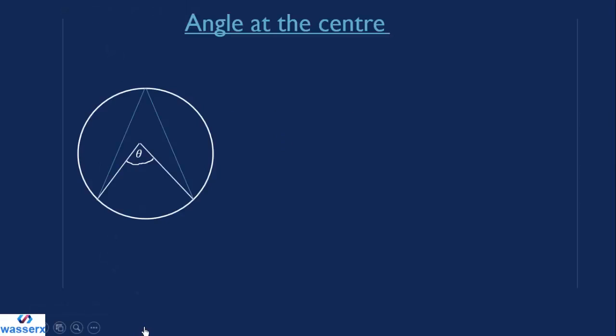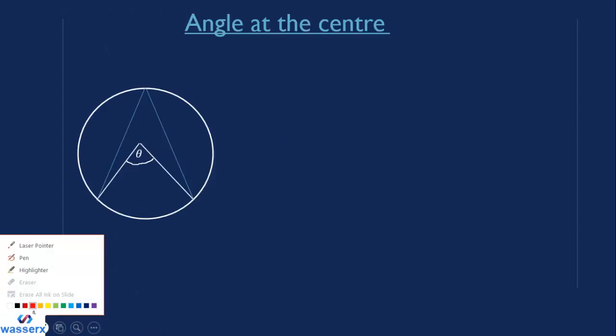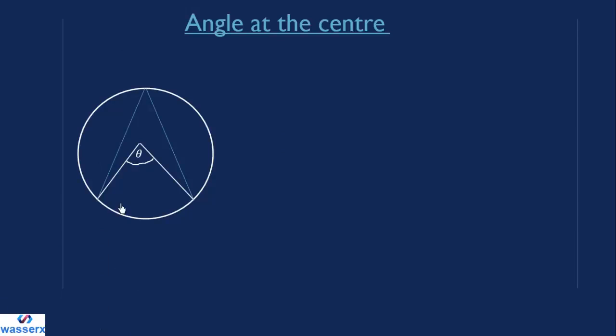Now, angle at the center. If we have a chord that subtends an angle theta at the center and another angle alpha at the circumference, then the relationship between the angles is that theta is equal to 2 times alpha, or alpha is equal to half of theta. We shall look at how we will use this in an example very soon.